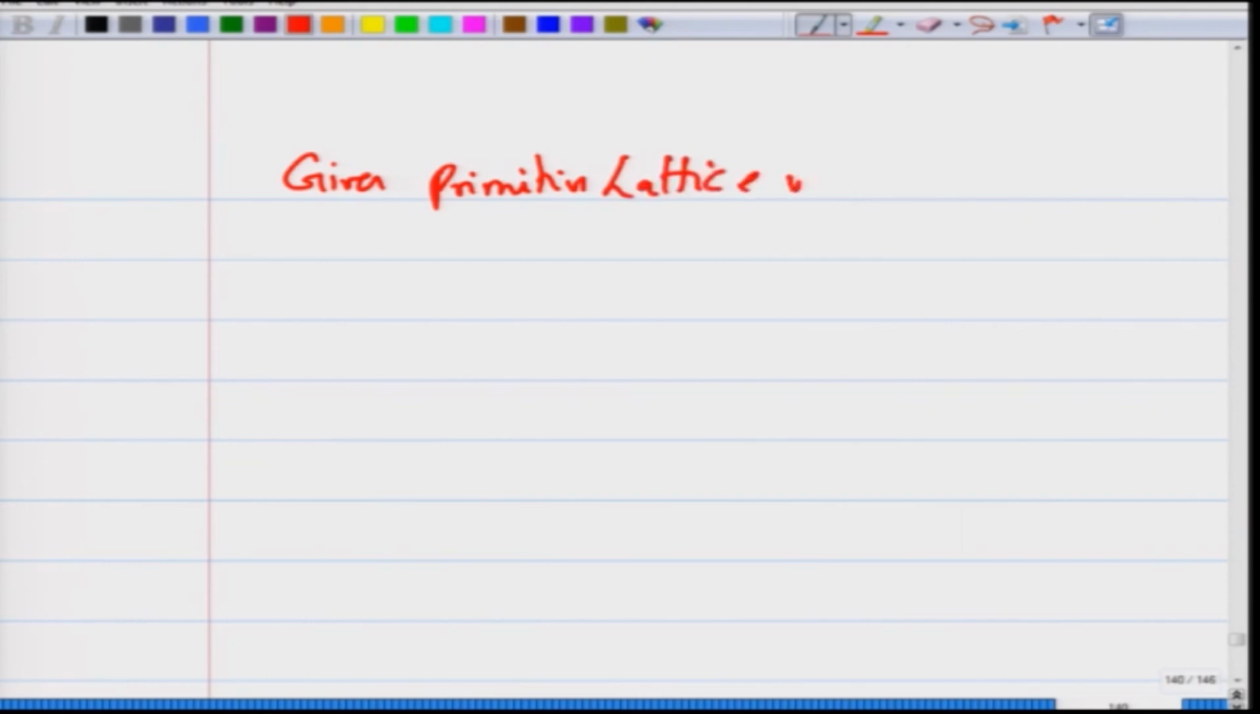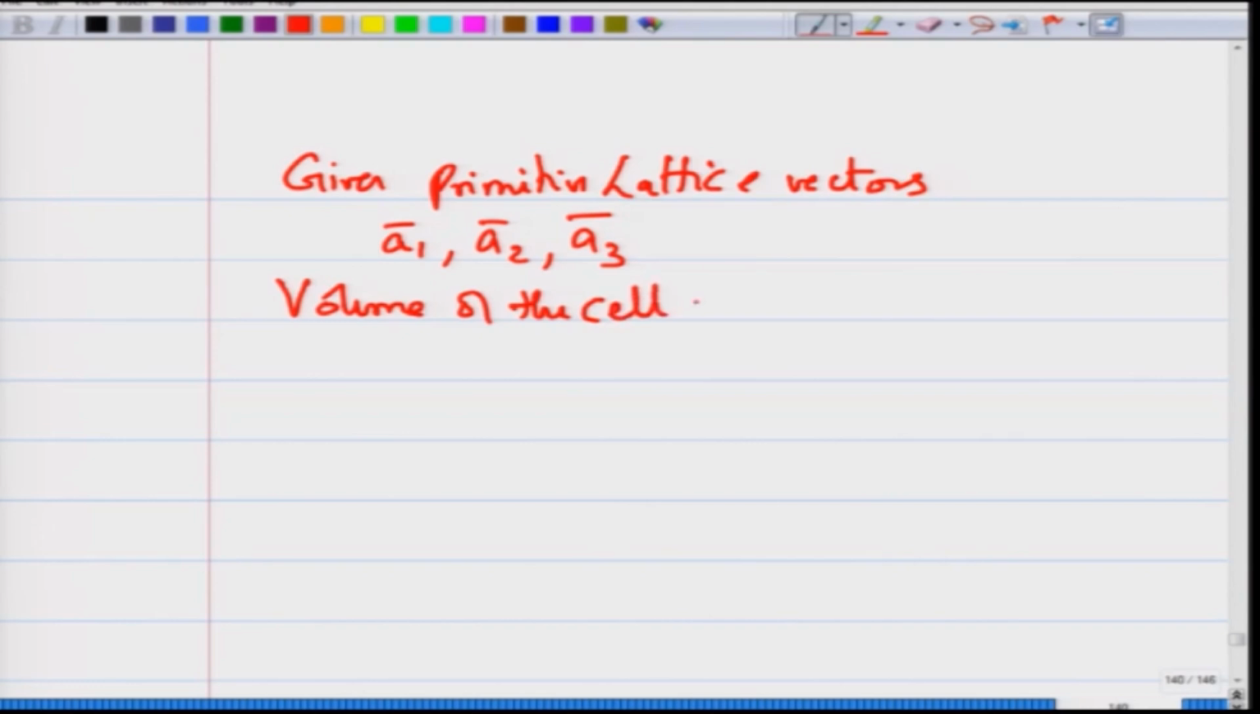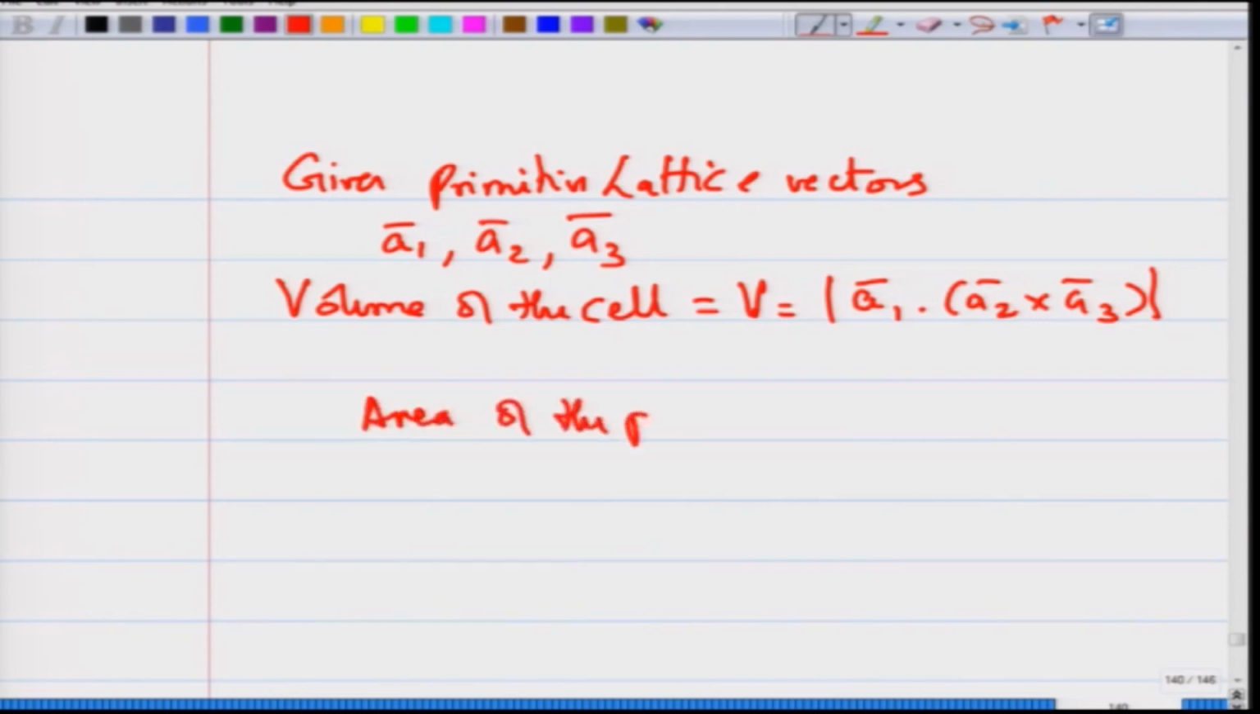Given the primitive lattice vectors A1, A2, A3, which enclose the minimum volume of the cell, which when translated will cover the entire cell, the volume of the cell V is the magnitude of A1 dot A2 cross A3. This you know from your vector analysis. And if you have 2 dimensions, of course you have the area of the primitive cell, which is the magnitude of A1 cross A2.